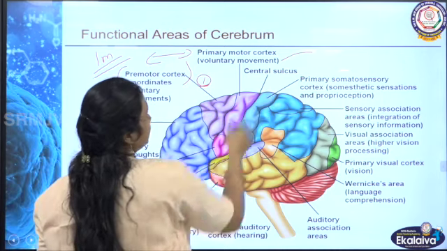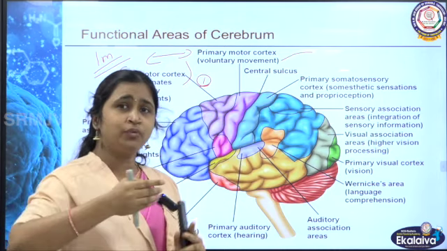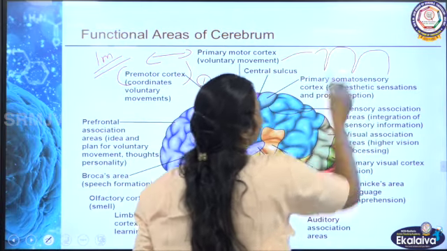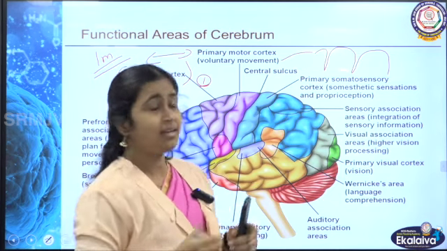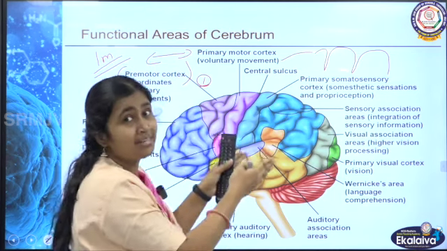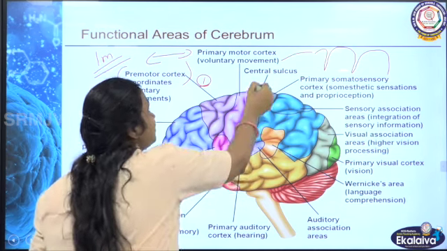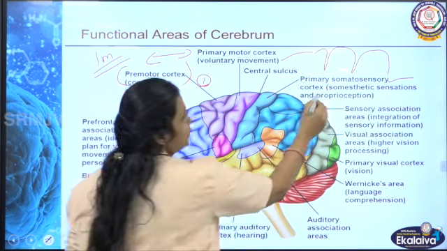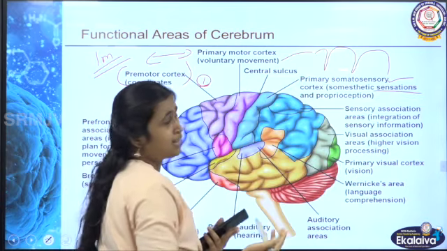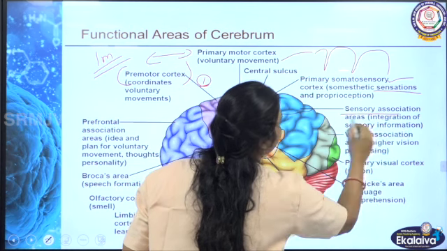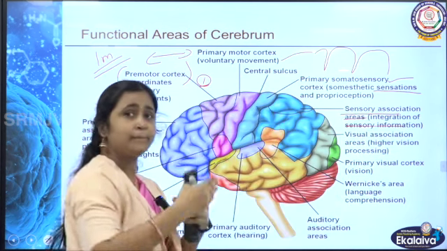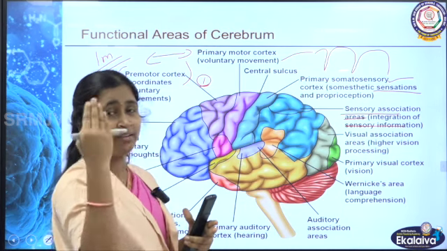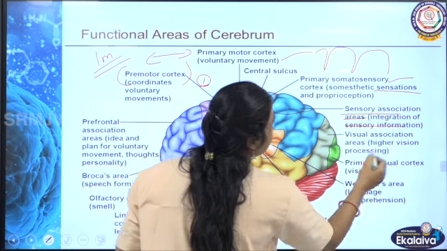And central sulcus, we discussed about the sulcus, a groove, a deep depression which goes like this in the brain, and that you call gyri and sulci. This depression, which divides the lobes, you call the central sulcus. Then primary somatosensory cortex, it is for sensation, some aesthetic value also. Then sensory association area, it is going to integrate the sensory information like touch, feel, etc. Even vision.